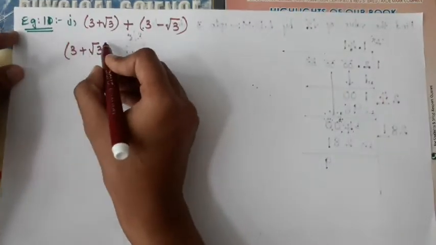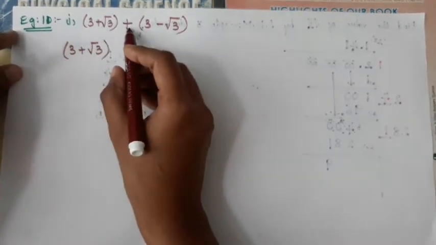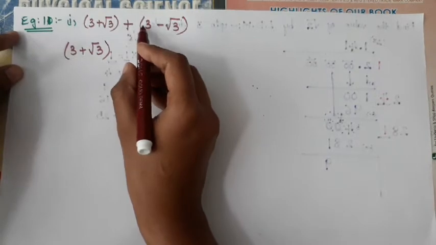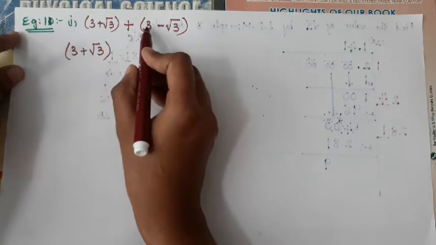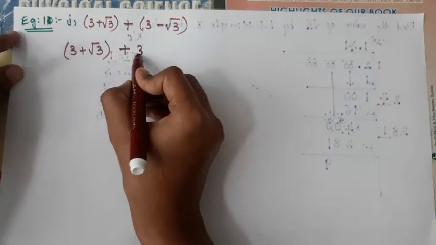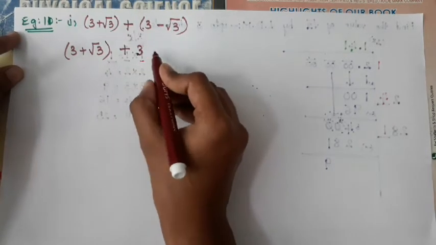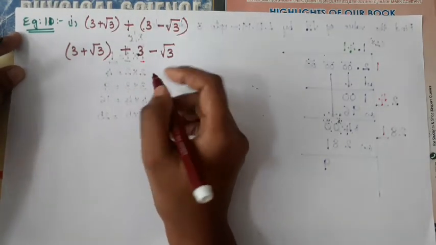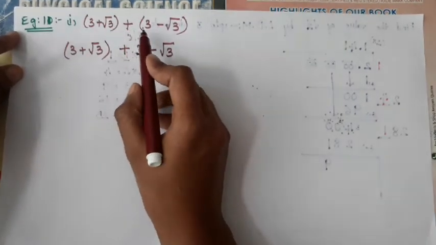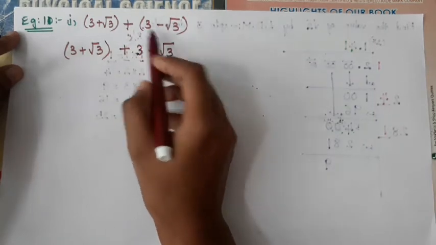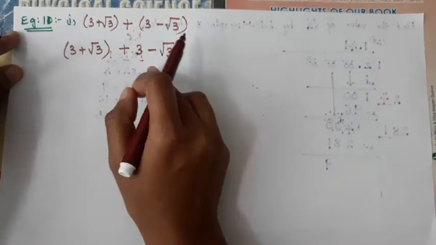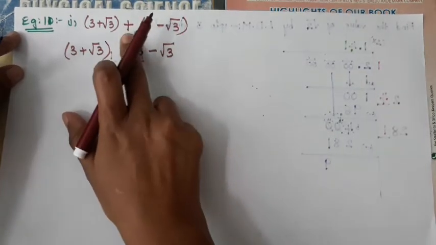Now see here, 3 plus root 3 I have written. As the bracket is there, it is a multiplication. Plus into plus will be plus 3, plus into minus will be minus root 3. Can you see why we have to multiply? If here in place of plus we had minus, it would make a difference, because minus into plus, the sign would change. Because of that you have to multiply.